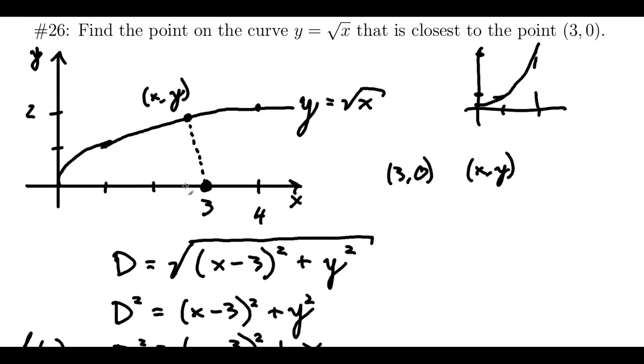So 5 halves, that's 2.5. That's right here. So we do indeed get a point pretty close to what I was talking about, a little to the left of 3.